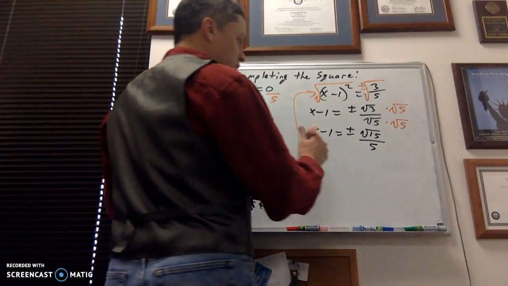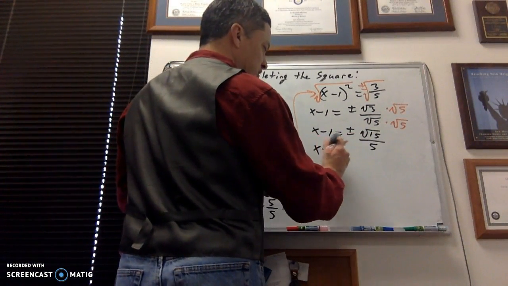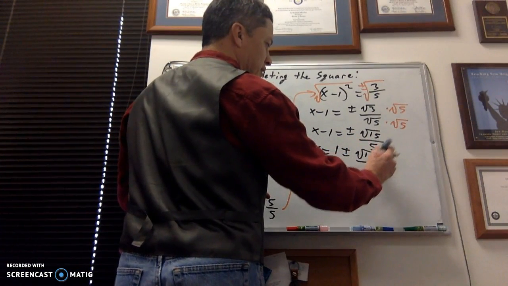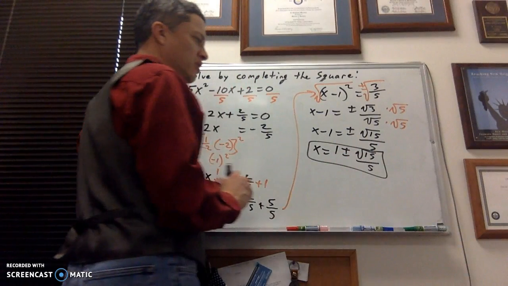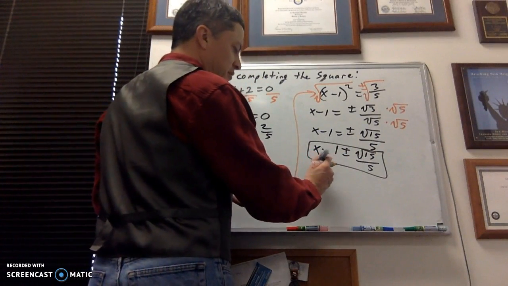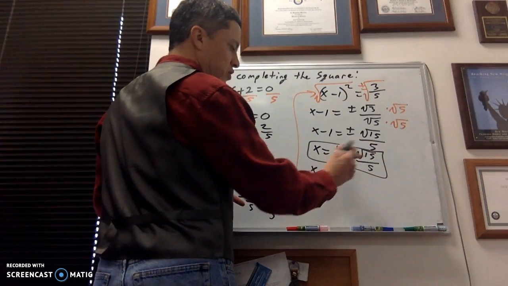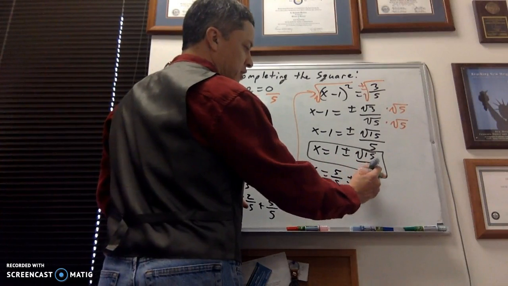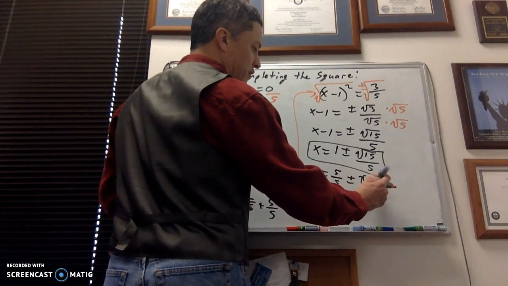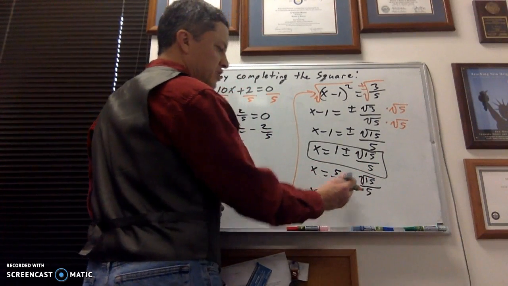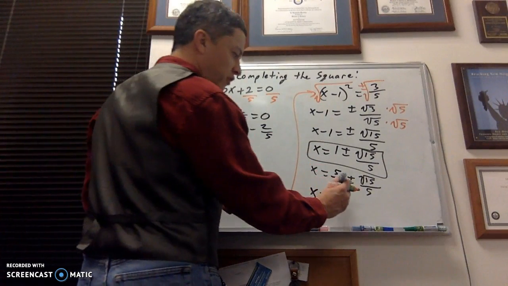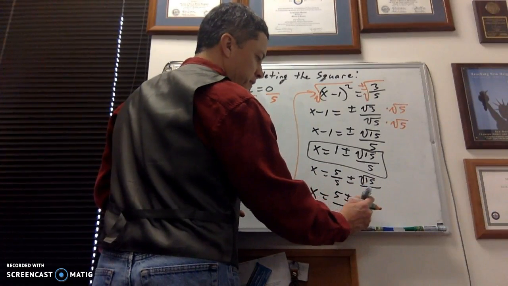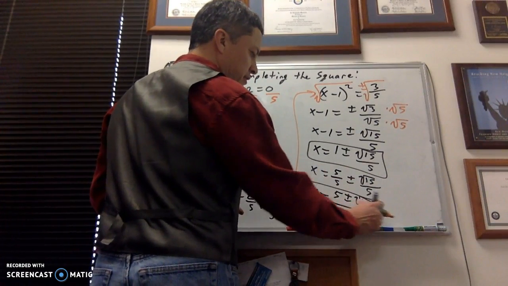Now we'll add the 1 to both sides. So x equals 1 plus or minus the square root of 15 over 5. You can write your answer like that, but it looks really weird. I'm going to actually make this one term instead of 2 terms. So I'm going to rewrite 1 as 5 over 5 plus or minus the square root of 15 over 5. There. Now, since I have a common denominator, I can write this as one fraction. So 5 plus or minus the square root of 15, all over 5.